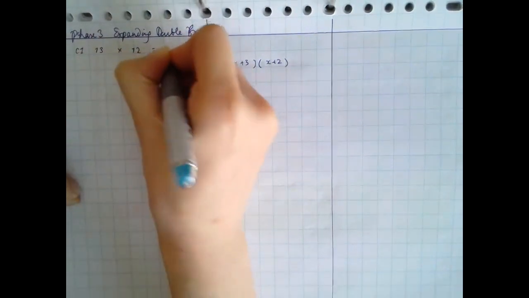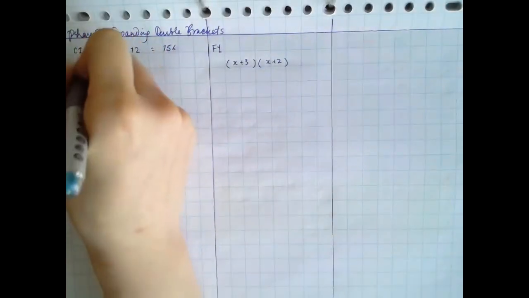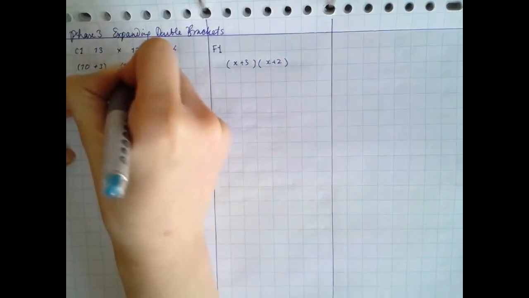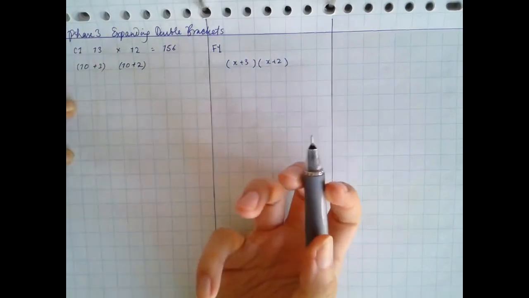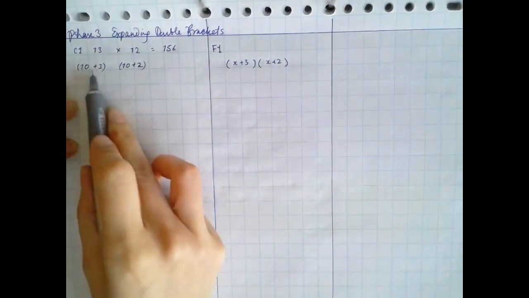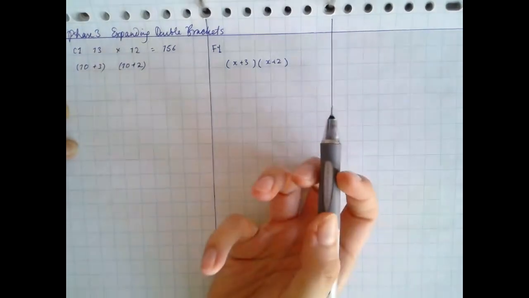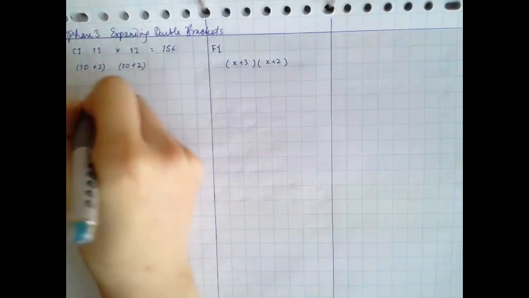That's 156. But I want to talk about it in terms of brackets. I'm going to say 13 is 10 add 3, and 12 is 10 add 2. When these brackets are next to each other, it just means they're being multiplied. So 10 add 3 multiplied by 10 add 2, it's exactly the same as 13 multiplied by 12. But I'm going to do it anyway, even though I have the answer, with a grid. So let's start over here.